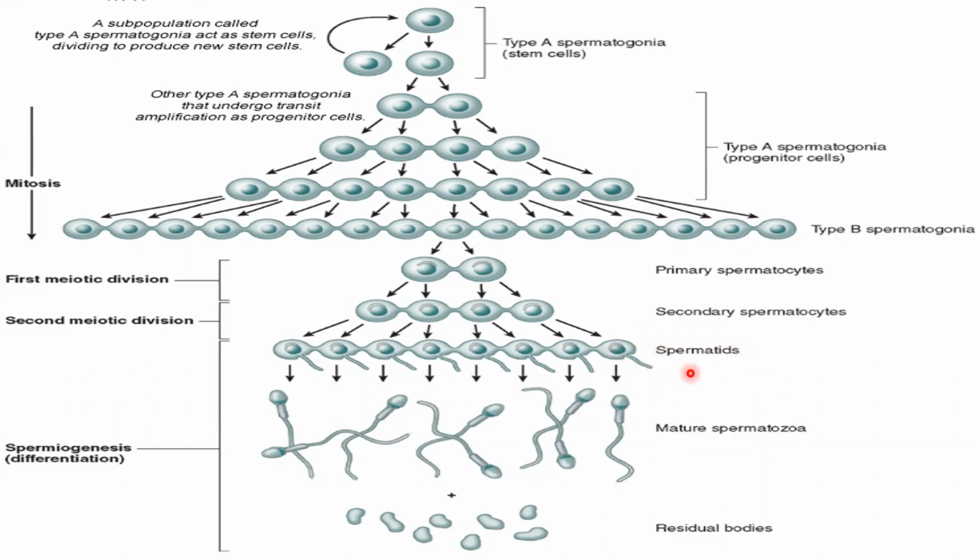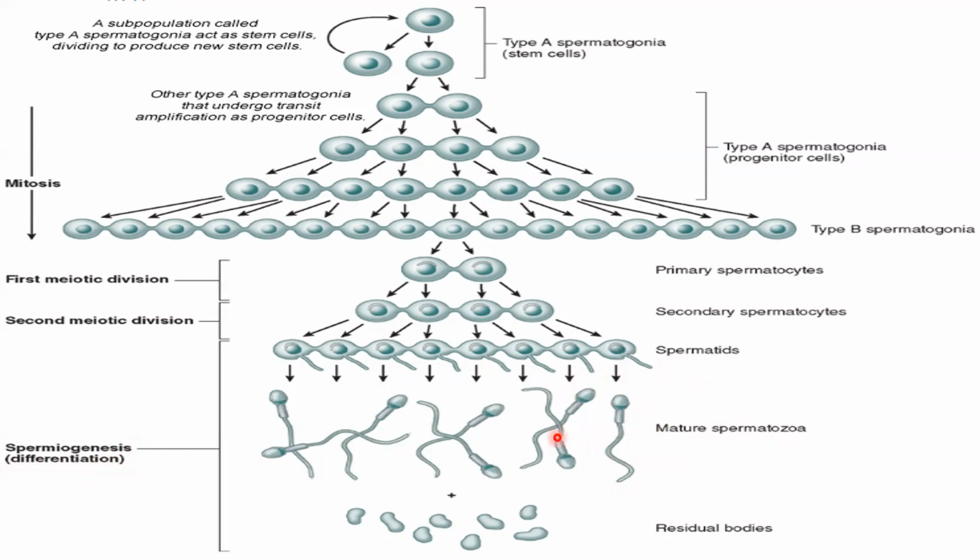Now, once the spermatids are formed, the process of division is stopped. You have to note here that these spermatids are haploid. The spermatogonia were diploid, type B spermatogonia were diploid, type A spermatogonia were diploid, but because of the meiotic division, the spermatids are haploid. And now the next phase of spermatogenesis comes, which is known as spermiogenesis. It is also known as the differentiation phase. What happens here? The spermatids get differentiated to form the mature spermatozoa.